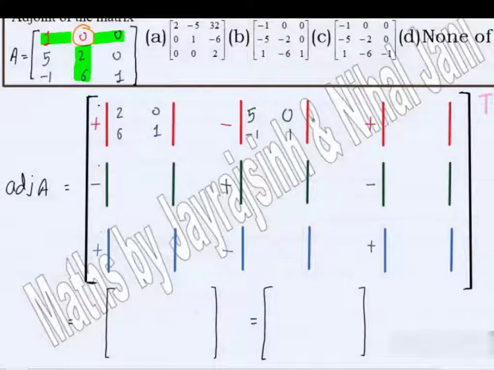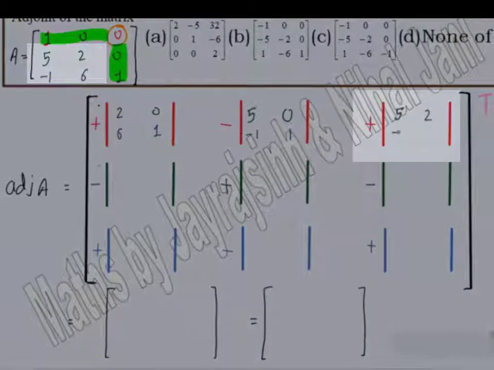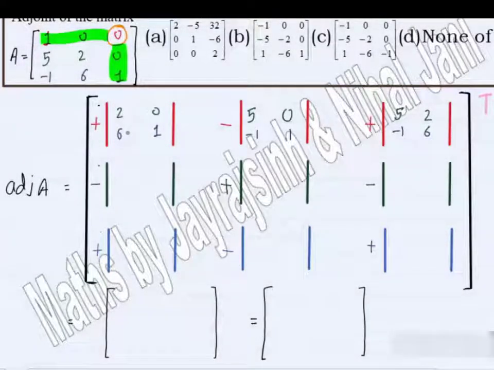Now the next element, which is at A13, is 0, and to get its cofactor, we need to ignore the first row and third column. So here we'll get 5, 2, minus 1, 6. So here we complete our first row's elements.